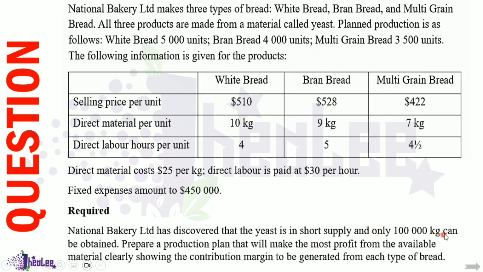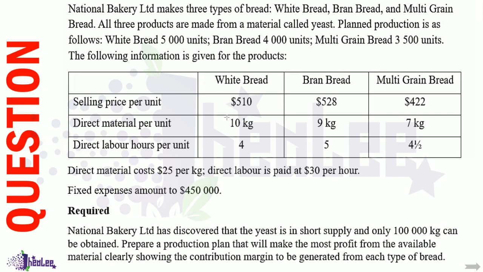And just a reminder, the business only has 100,000 kg of yeast, which is the limiting factor. Once we get to the 100,000 mark, then that is where the production will stop. So we cannot produce more than the yeast that is available. All right, so once we get to the 100,000 kg of material, then the production has to stop. So let's see if we're able to produce everything that the business planned to produce.